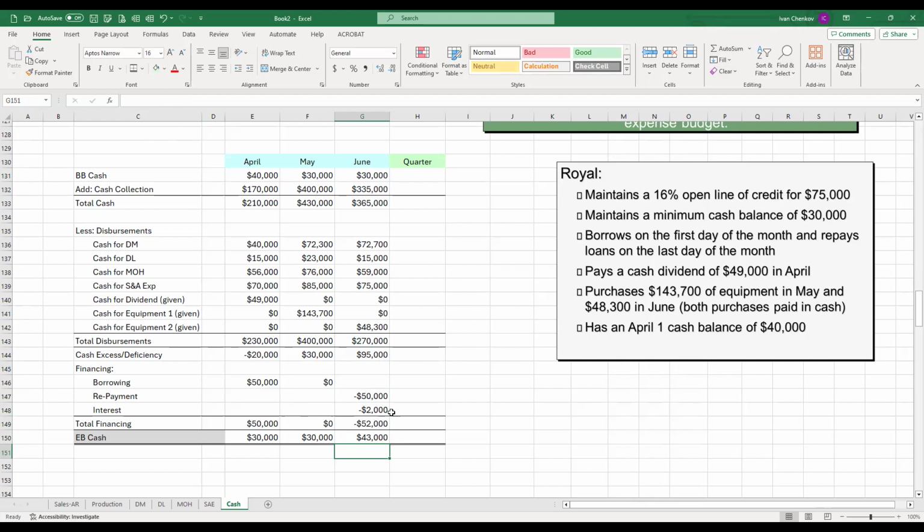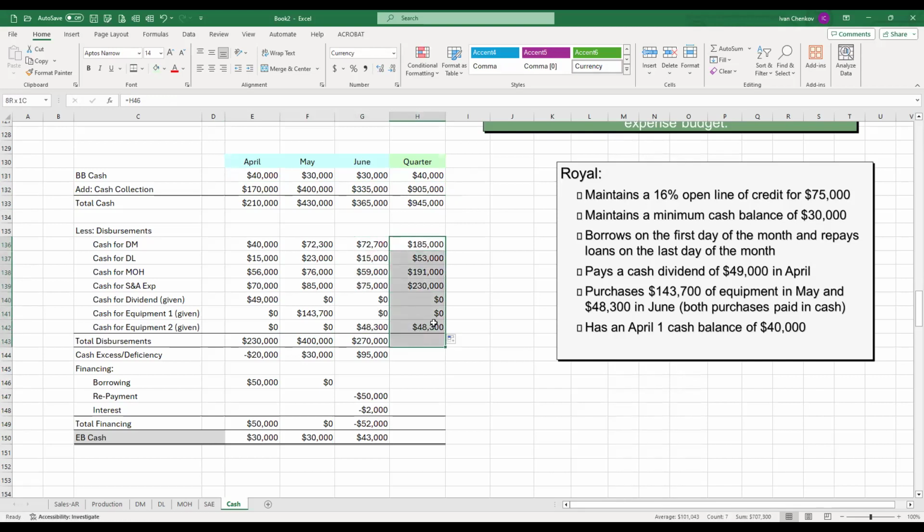Now for the quarter, what's gonna happen? How much is the beginning balance of the quarter? Beginning cash, 40,000. Then I'm gonna have those collections. So in total, I'm gonna have that much. Then I'm gonna spend all this money here. That will be that much. In total, I'm gonna spend that much.